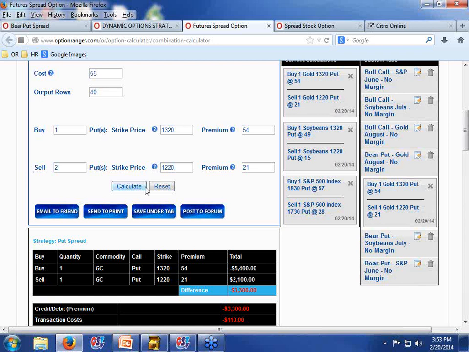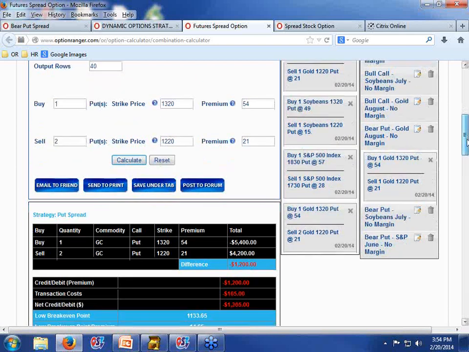This is not a non-margin trade now. I'm just showing you this to see how easy it is to make the change. You just buy one, you sell two. This is a ratio put spread. You can quickly calculate the trade, and you'll see how immediately two things happen.